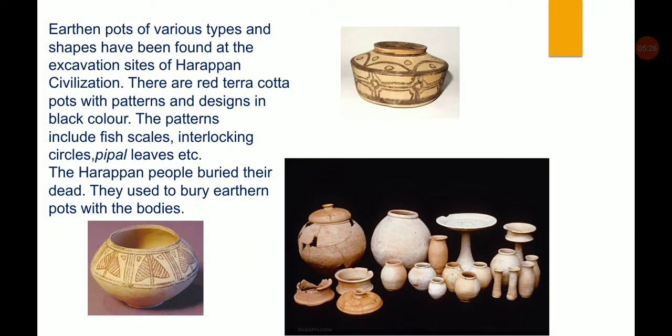Earthen pots of various types and shapes have been found at the excavation sites of Harappan civilization. There are red terracotta pots with patterns and designs in black color. Red terracotta means red brownish color clay. The patterns include fish scales, interlocking circles, leaves, etc. The Harappan people buried their dead. They used to bury earthen pots with their bodies.